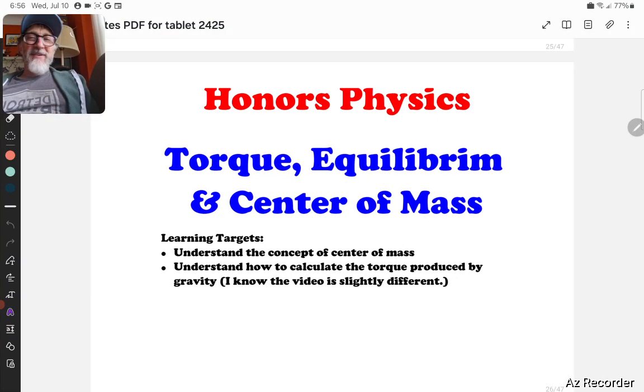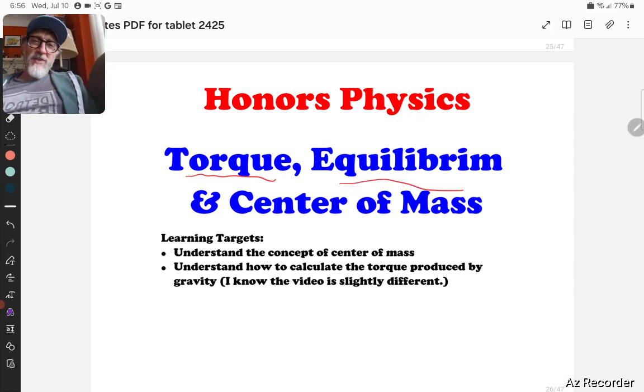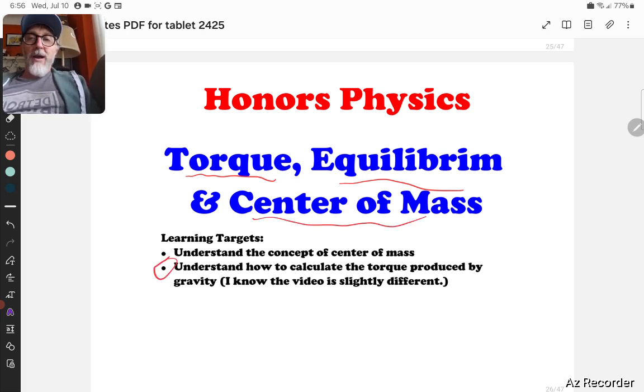What we're going to learn about today is a little bit more about this idea of torque, right? In the last video, we learned how to calculate the torque produced by a force on a thing. We're going to touch on this idea of equilibrium, and then learn about the concept of what's called center of mass, with the ultimate goal of figuring out how to calculate the torque produced by gravity.